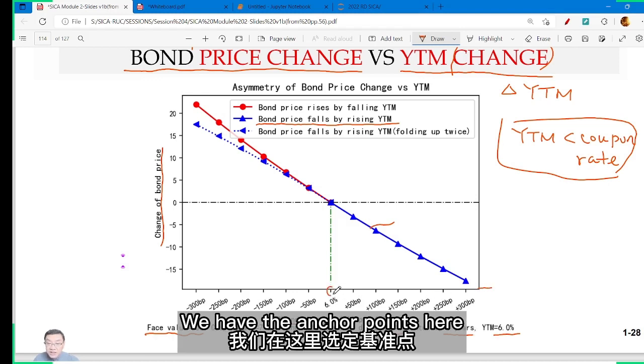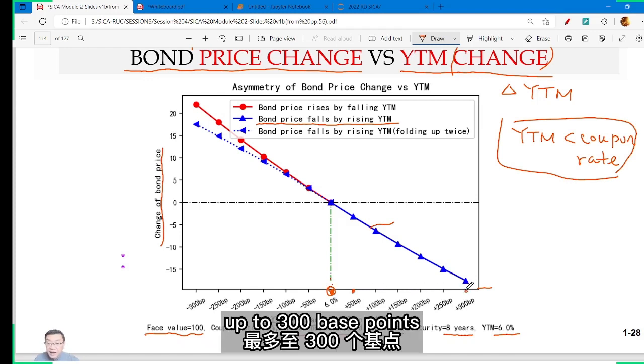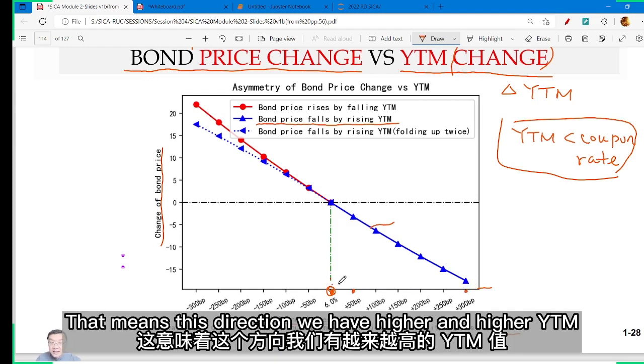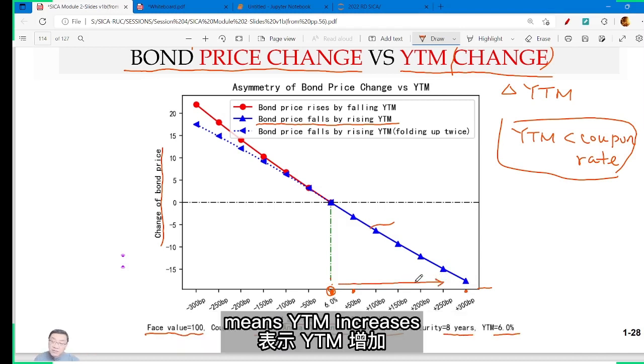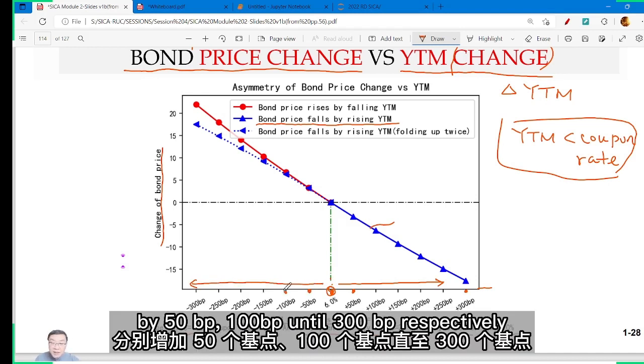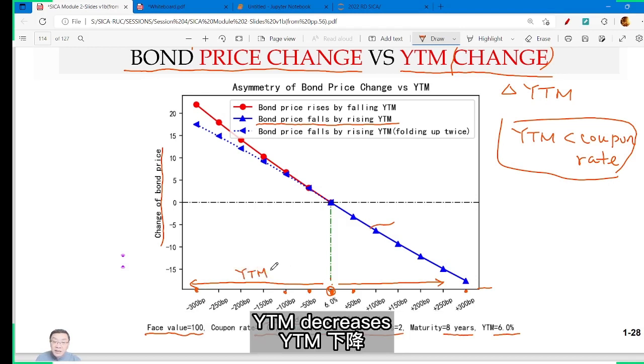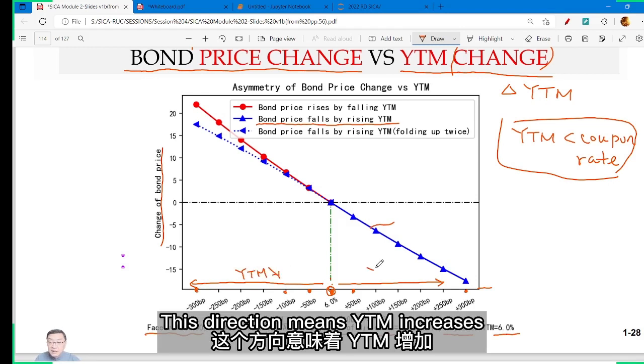We have the anchor point here, 6% YTM. From this point, we increase YTM by 50 basis points, up to 300 basis points. That means in this direction we have higher and higher YTM, YTM increases. While in this direction, we decrease YTM by 50 BP, 100 BP, until 300 BP respectively. And this direction means that YTM decreases. This direction means YTM increases.